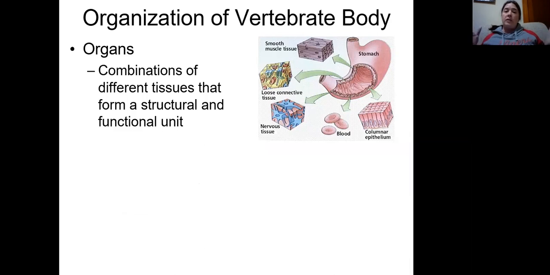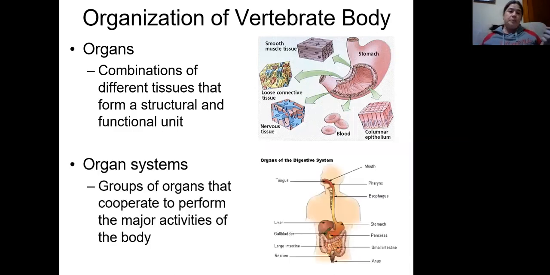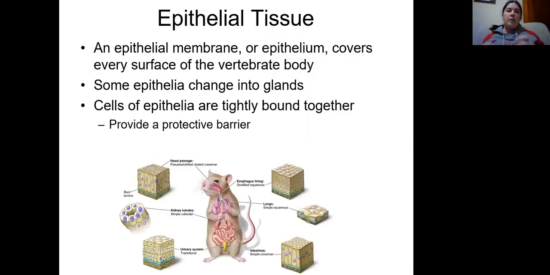So all of these different tissue types are working together to help the organ perform the function that it needs to. And then, of course, those organ systems are made up of multiple organs. So the digestive system isn't just the stomach. It also has the intestines and the esophagus and all of these other organs, each of which are made up of the different tissue types. So let's take a little bit of a closer look at the different tissue types.